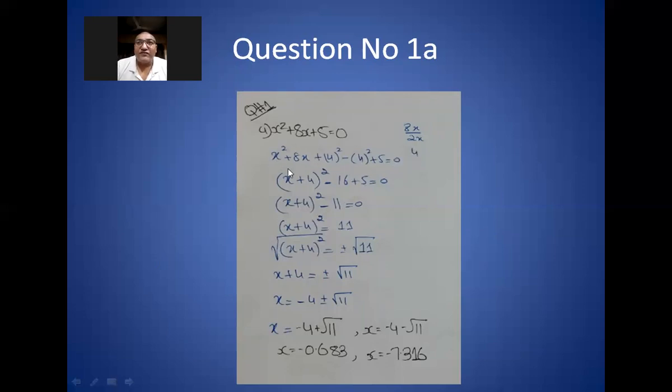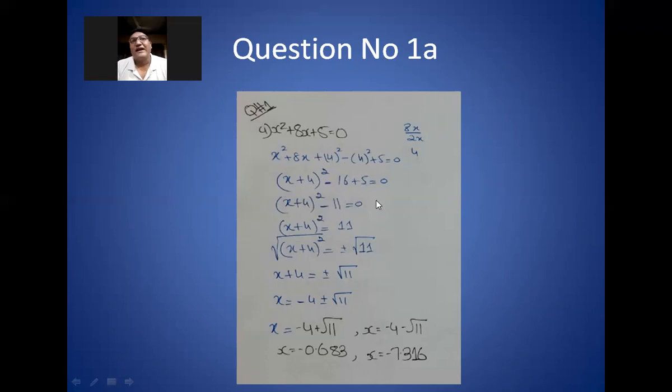So here you can see we got 4. So I will write x squared plus 8x plus 4 square minus 4 square, and this plus 5 equals to 0. So these first three terms, if you know the whole square formula, if you close them, they will make x plus 4 whole square. If you open x plus 4 whole square, that will be x squared plus 8x plus 16. So these first 3 terms close and make x plus 4 whole square, minus 4 square is 16, and this plus 5 will remain as plus 5 equals to 0. So x plus 4 whole square minus 11 equals to 0.